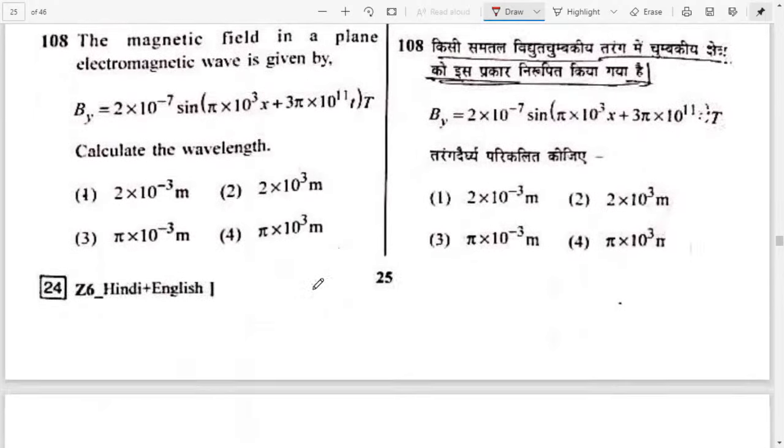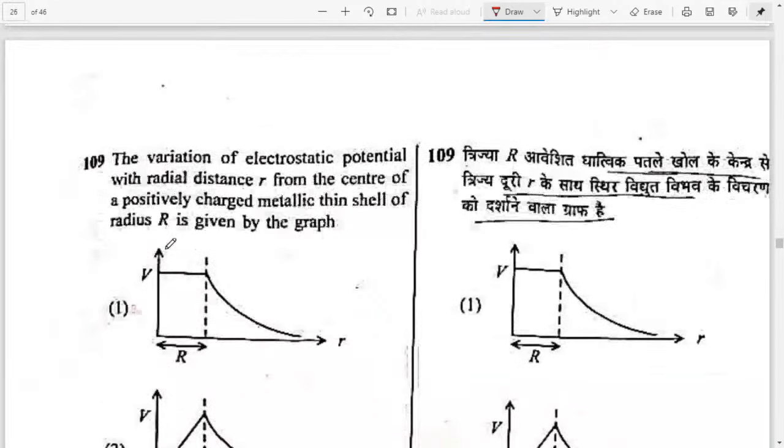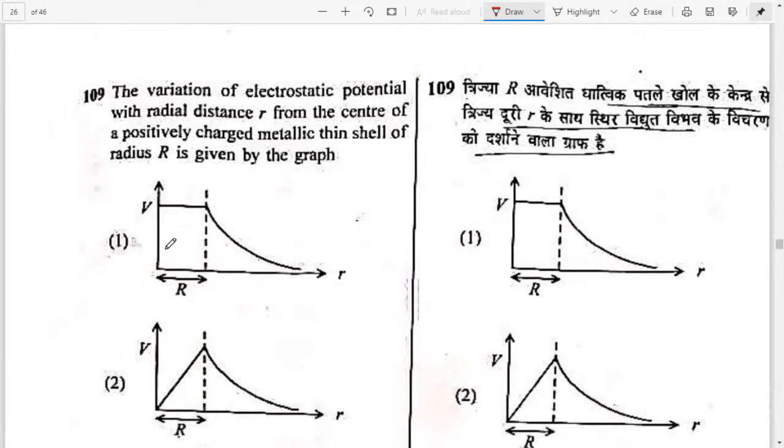Next, question number 108. The magnetic field in a plane electromagnetic wave is given by By equal to 2 into 10 to the power minus 7 sin(pi into 10 to the power 3 x plus 3 pi into 10 to the power 11 t). Calculate the wavelength, it is 2 into 10 to the power minus 3 meters. Option number 1 is the correct option, students. Next, the variation of electrostatic potential with radial distance r from the center of a positively charged metallic thin shell of radius r is given by the graph 1. Option number 1 is the correct option, students.